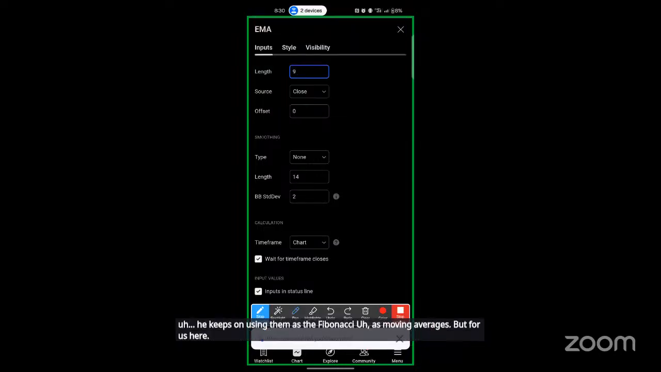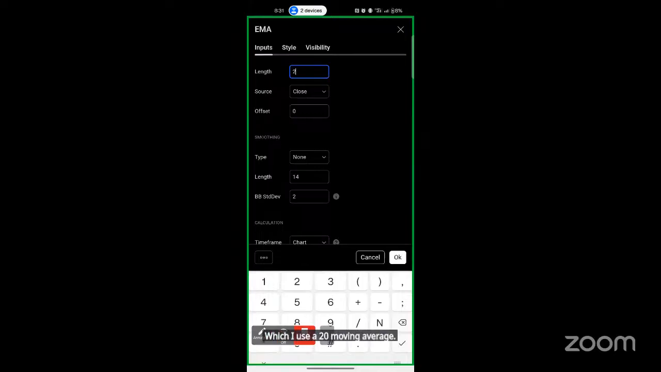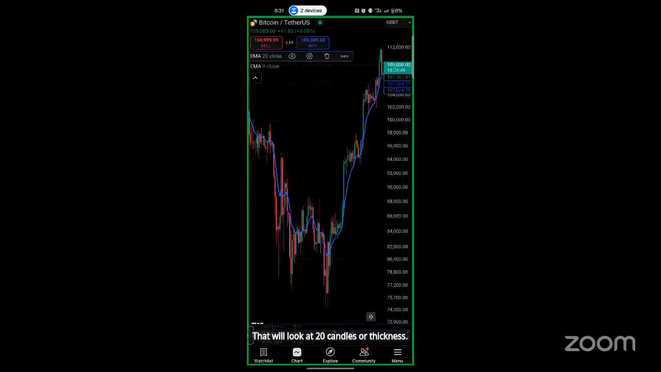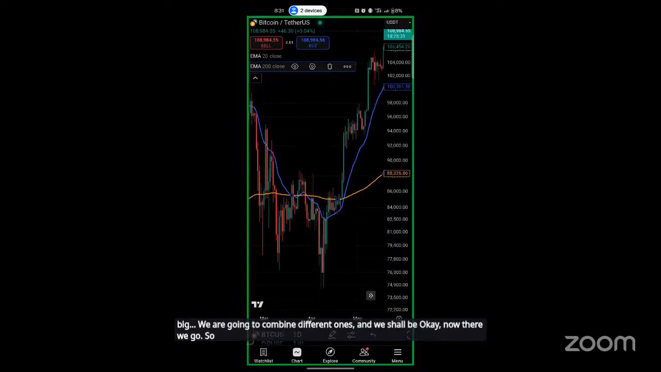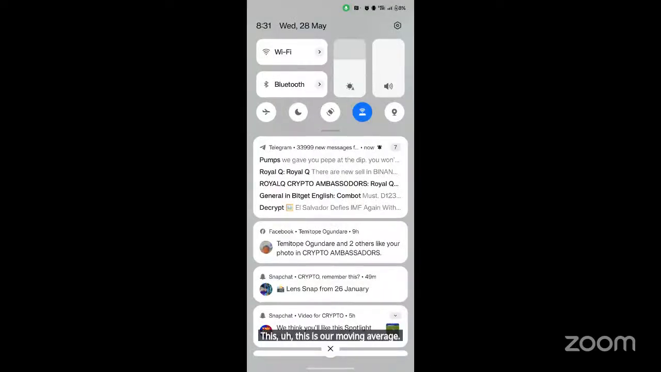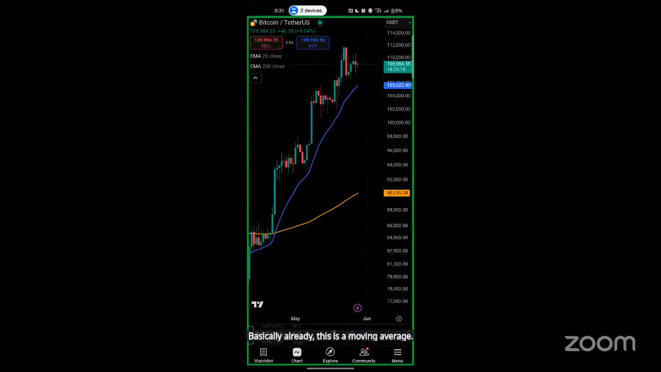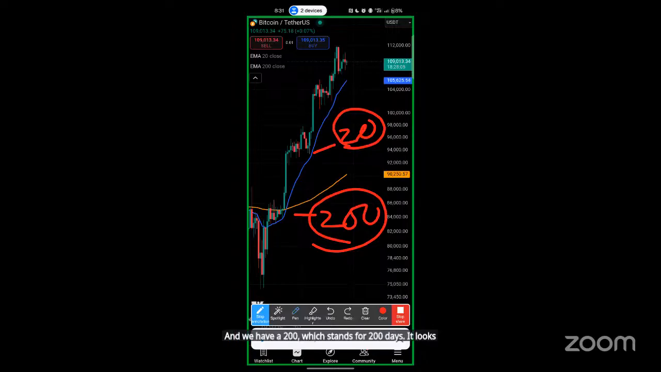But for us here, ladies and gentlemen, let us take the two common ones. We shall use a 20 moving average, where we look at 20 candles. We are going to combine different ones. So basically, this is our moving average. In our chart, we have two moving averages. We have the blue moving average, which stands for 20 days, and we have the 200, which looks at the performance of the last 200 days.